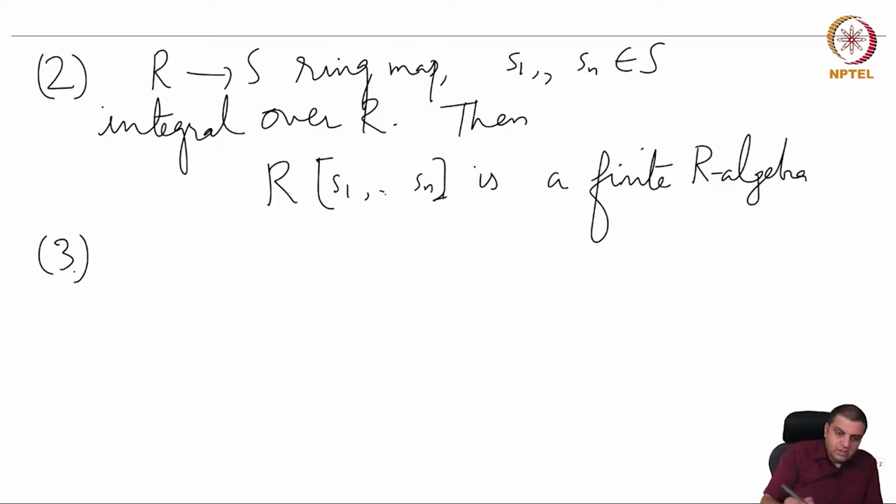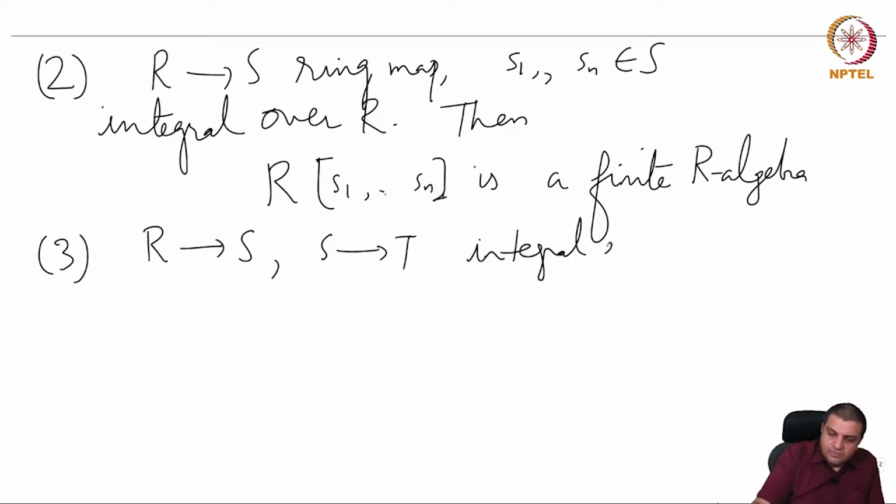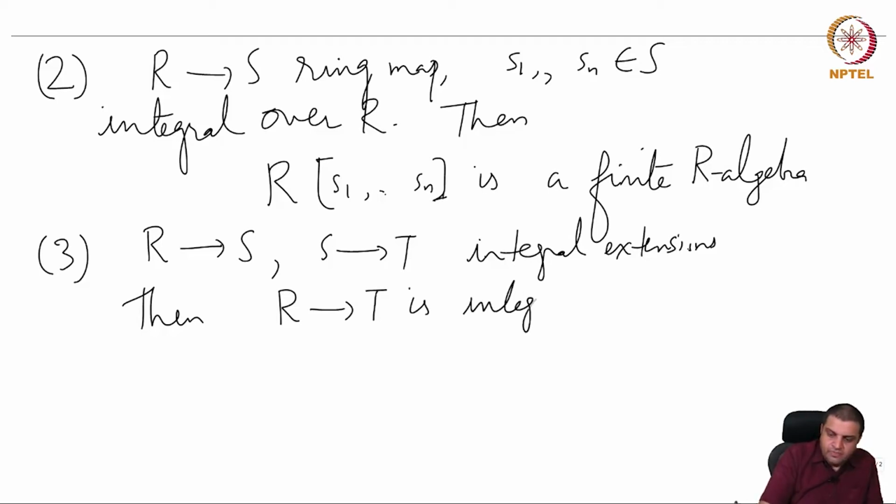3, same as the first statement, but now for integral. R to S, S to T, integral extensions. Every element of S is integral over R, and every element of T is integral over S. Then the composite map R to T is integral.